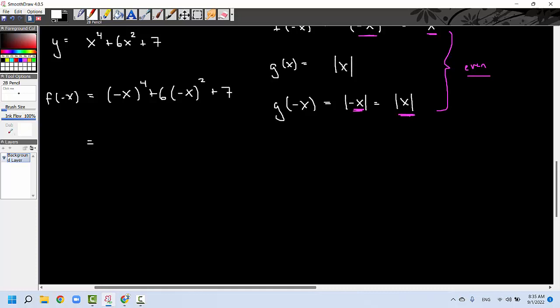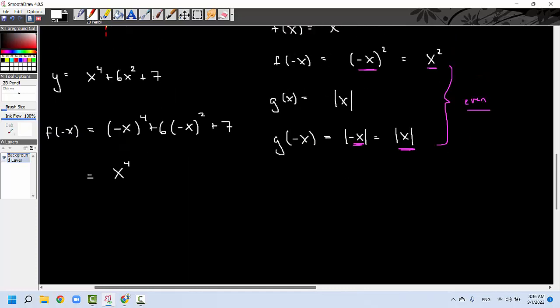Again, anything negative to an even power is going to become positive, right? So x to the fourth. And then again, for the same reason, negative x all to the fourth becomes positive, and negative x all squared is also going to become positive. We saw that a few seconds ago in this example up here. So plus 6x squared, and then plus 7. So nothing changed, right? There was no change in the function when I put a negative x in there. So therefore, we can say f of x is even.